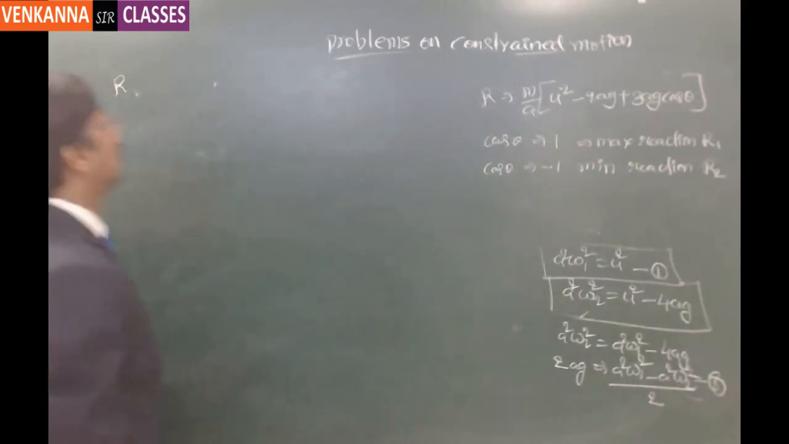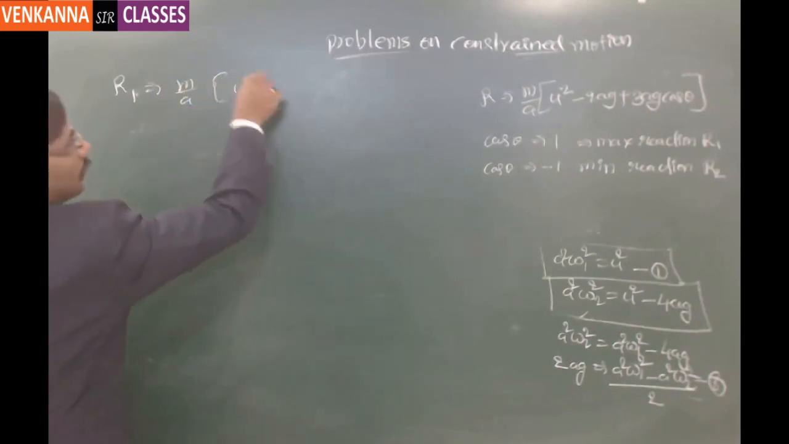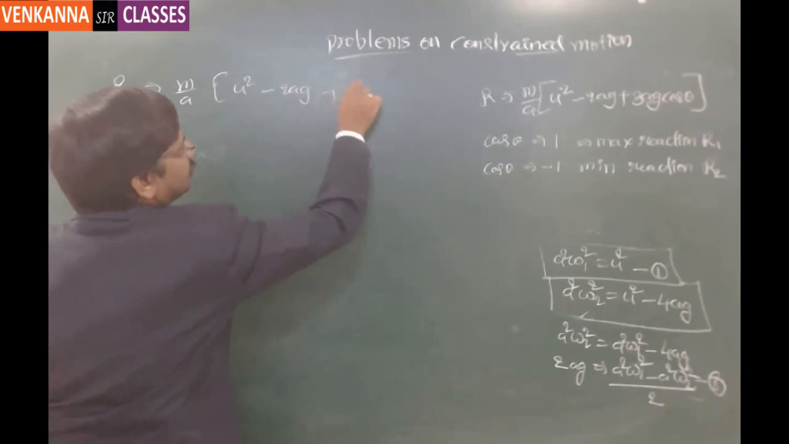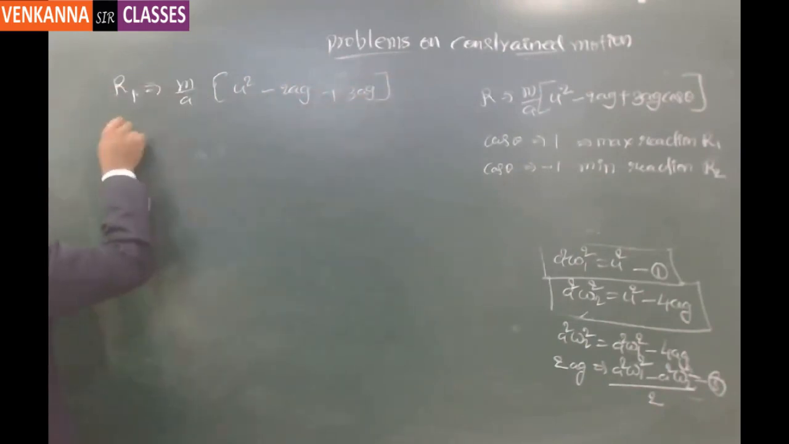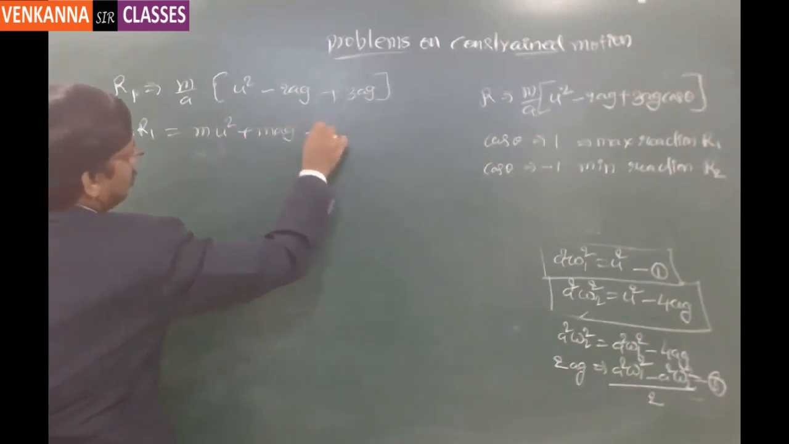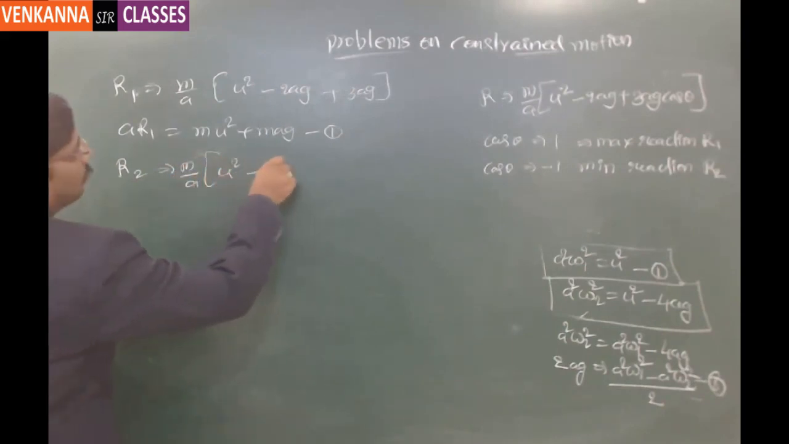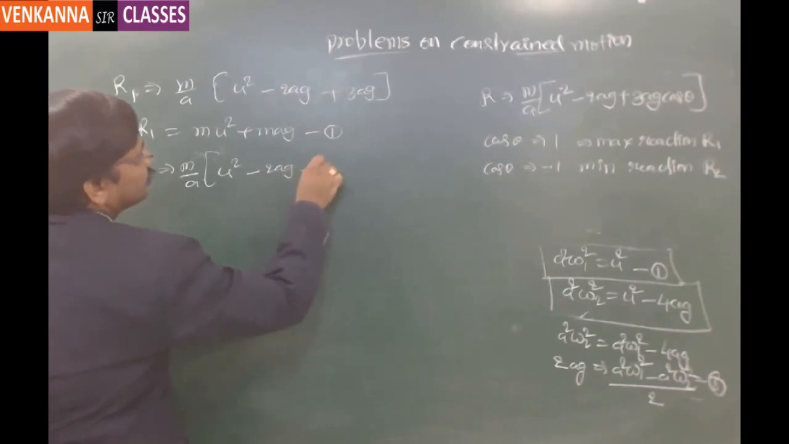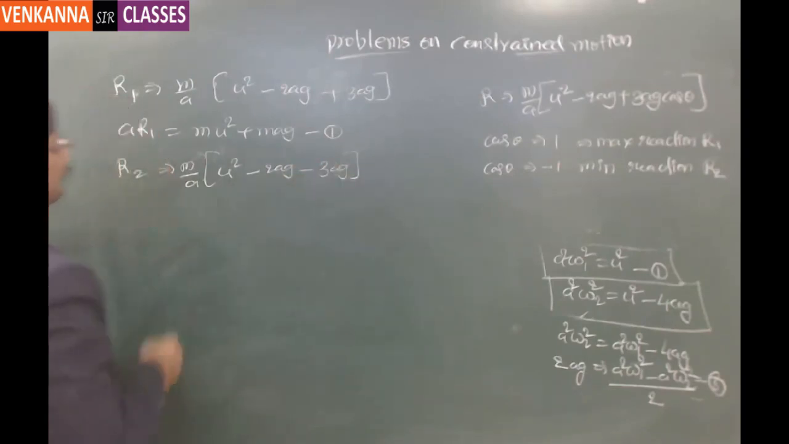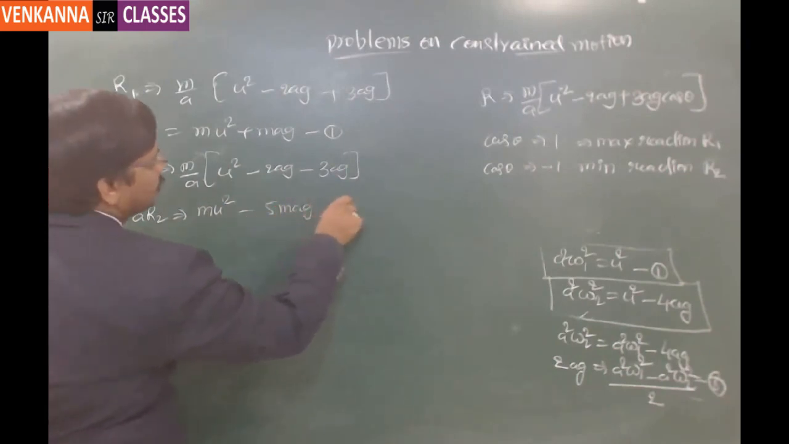So if you get the relations, R1 is equal to m by a times of u square minus 2ag plus 3ag. So this is aR1 equal to mu square plus 1 mag. This is equation number 1. And then the second relation is R2 equal to m by a times of u square minus 2ag minus 3ag, because cos theta is minus 1. So this is aR2 equal to mu square minus 5mag. This is equation number 2.